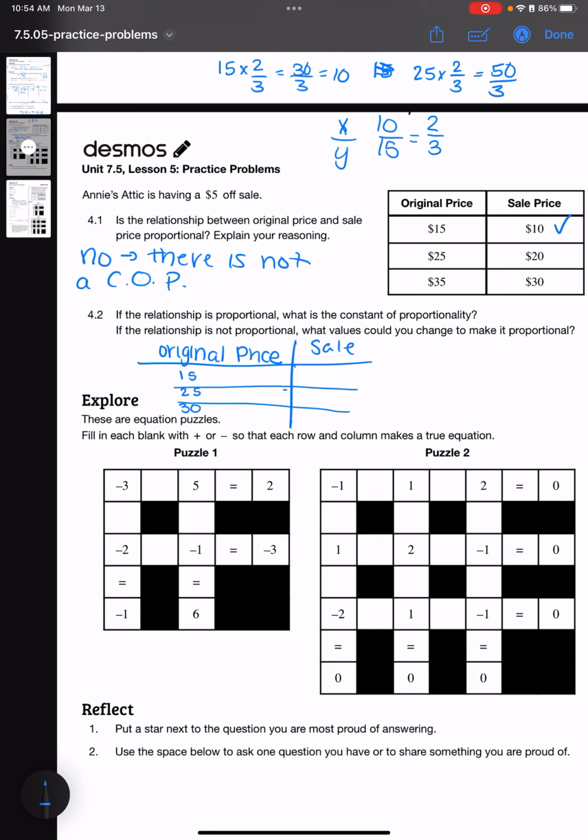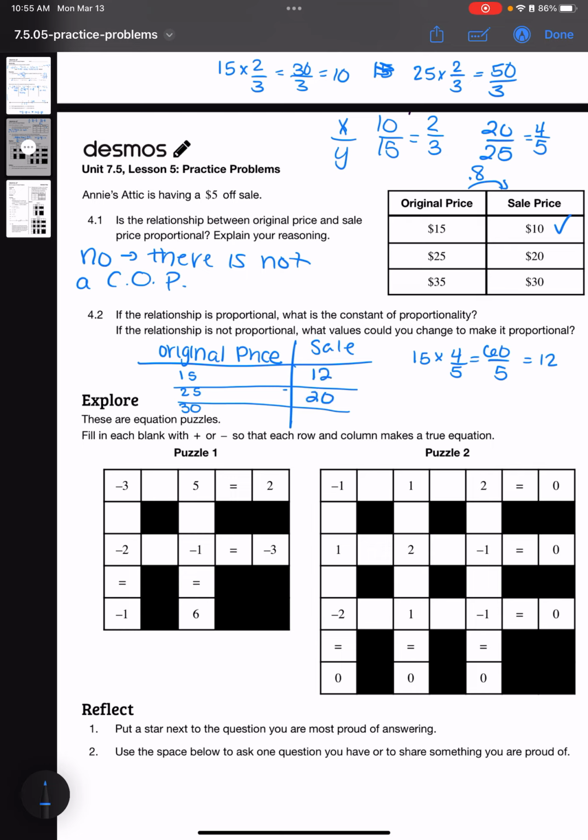So I could do the 2/3, but if I did 20 over 25, I get 4/5, which is 80%. So it's 20% off because I'm finding 80% of my price. So I could do 15 times 4/5. 15 times 4 is 60. And 60 divided by 5 is 12.